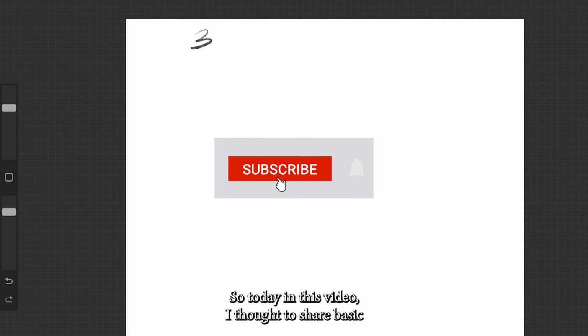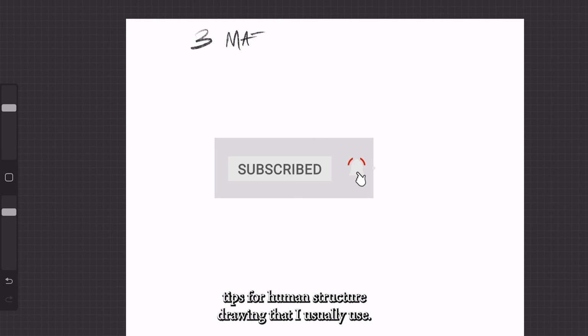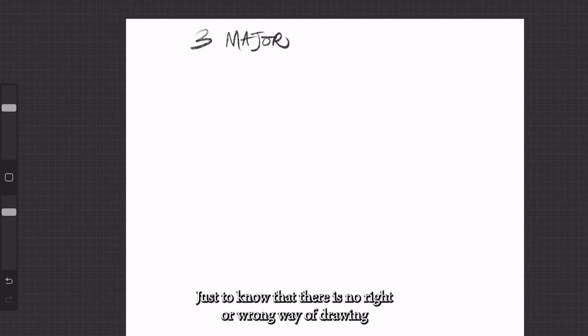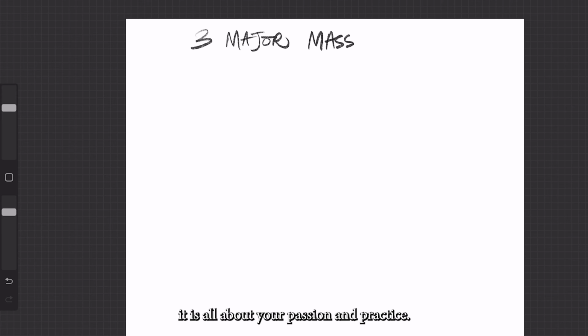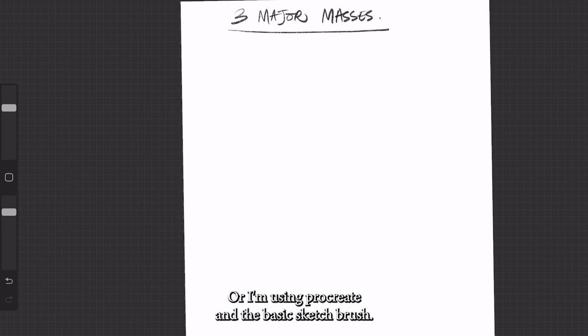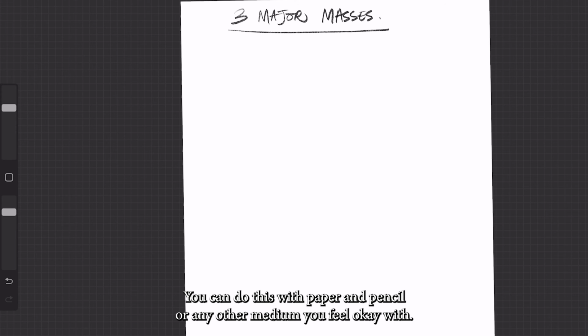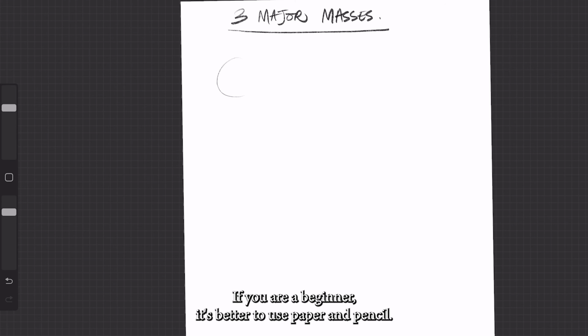So today in this video, I thought to share basic tips for human structure drawing that I usually use. Just to know that there is no right or wrong way of drawing, it is all about your passion and practice. Here I'm using Procreate and the basic sketch brush. You can do this with paper and pencil or any other medium you feel okay with. If you are a beginner, it's better to use paper and pencil.